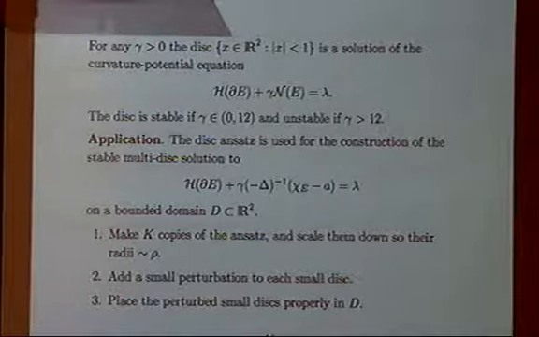And then we need to make some small perturbation to each small disk. In order to have this problem satisfied on the bounded domain, we cannot use the 100% perfect disk. We have to make some perturbation to the boundary of the disk, and we also have to put the disk in the right place. If you do these things properly, you find a solution to this original problem on the bounded domain. So this is the general idea.